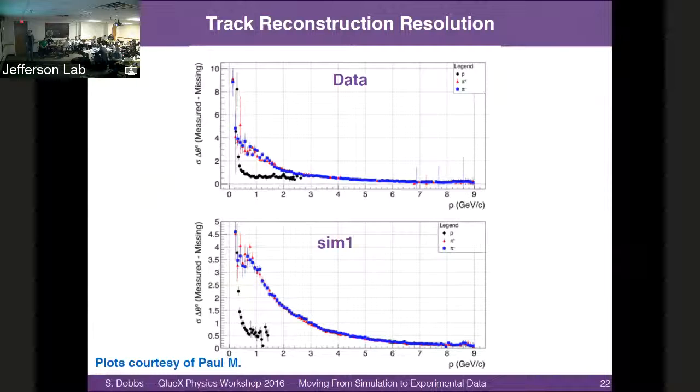And so, yeah, again, this is the angular distribution, or the angular resolution, at least in terms of theta. The point that I want to make here is that you can see that it's okay out here, but when you go to lower momenta, there's a large difference here.